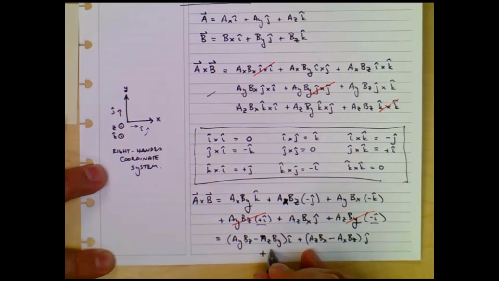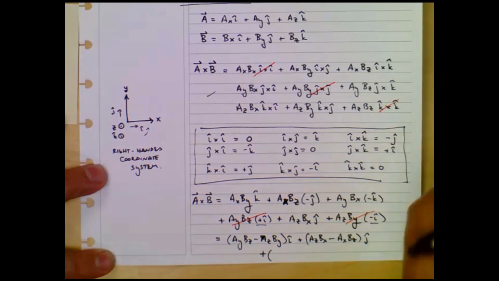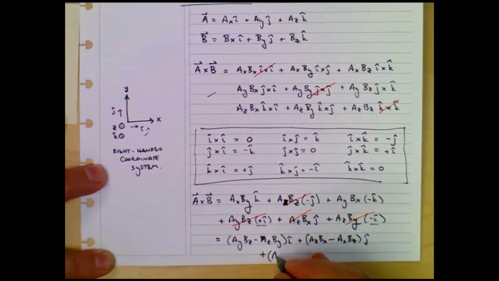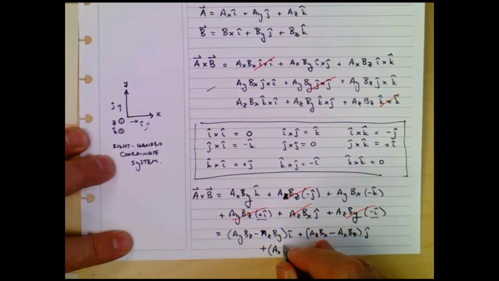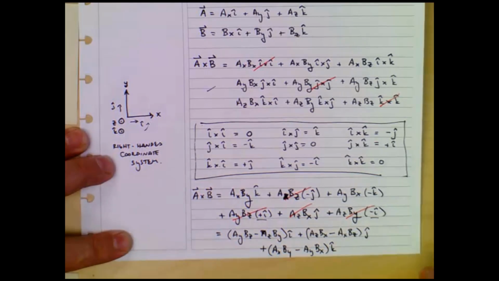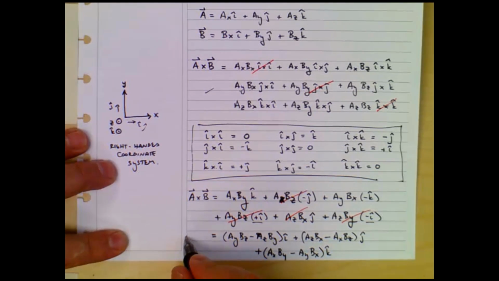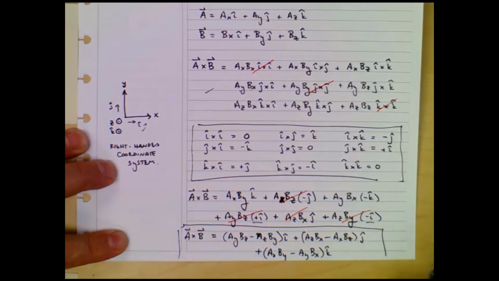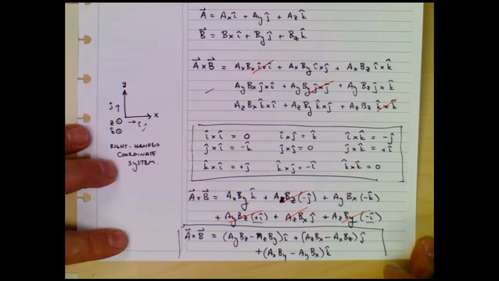And then finally, so those are wiped out. I've got AXBY minus AYBX times k hat. So there is the full expression of the cross product in component notation. You can see it's a vector.